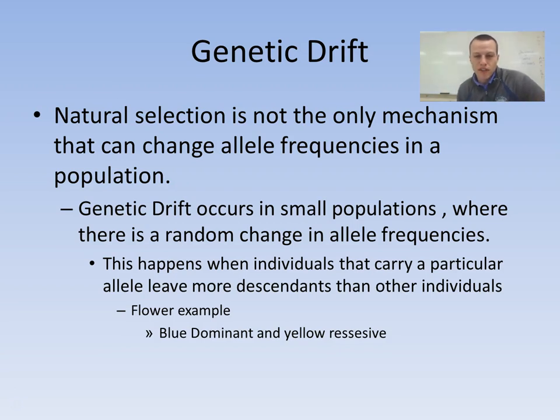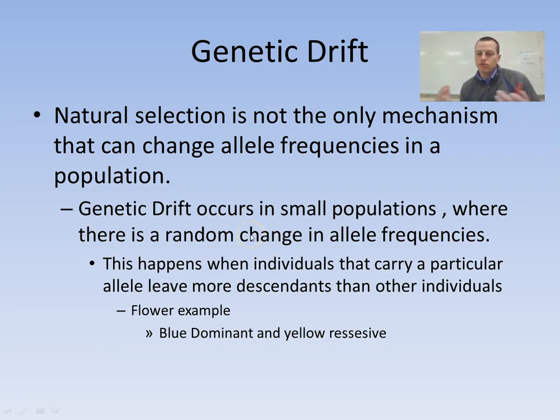Genetic drift occurs most specifically in small populations. So there's got to be a small gene pool, not a lot of variation, but a small population where there is a random change in allele frequencies. So the key word to genetic drift is random. This is a total random change in allele frequencies that just happen to select for a certain phenotype. This happens when individuals that carry a particular allele leave more descendants than other alleles.